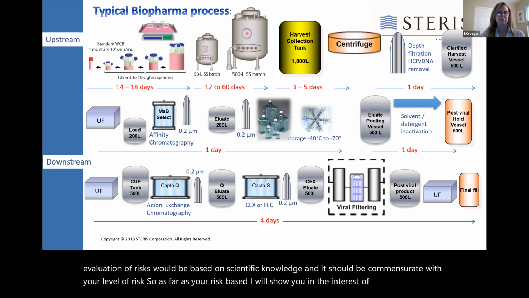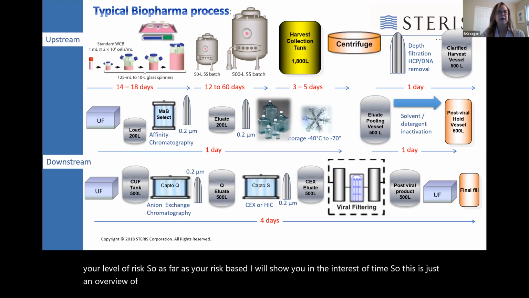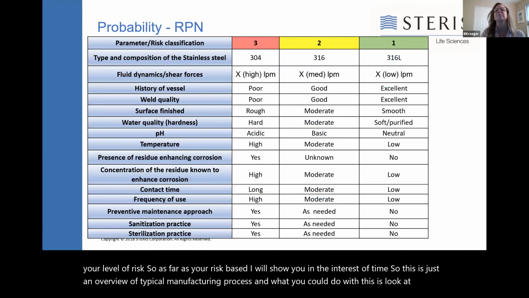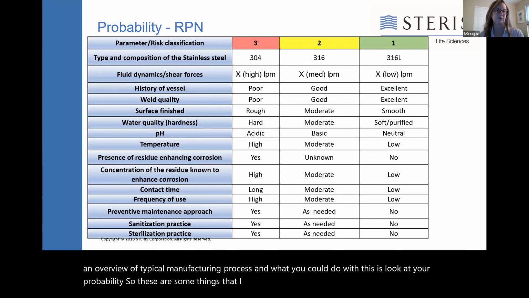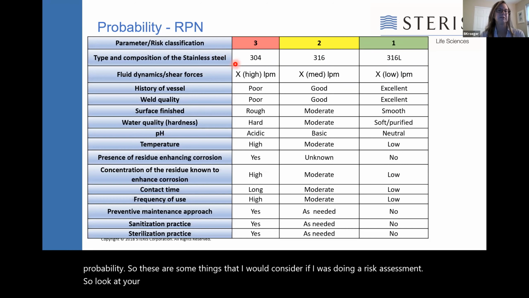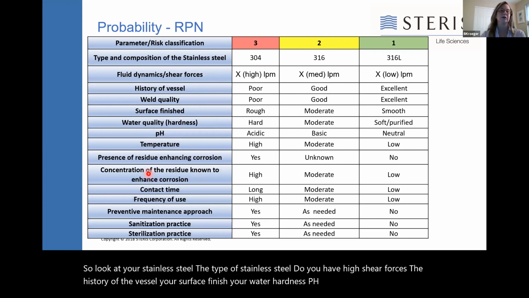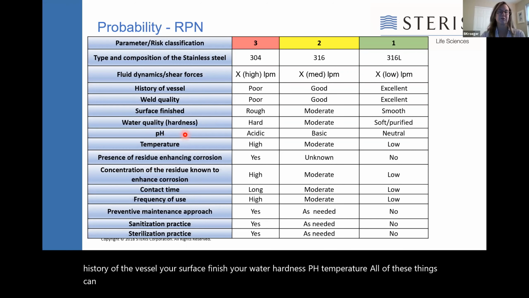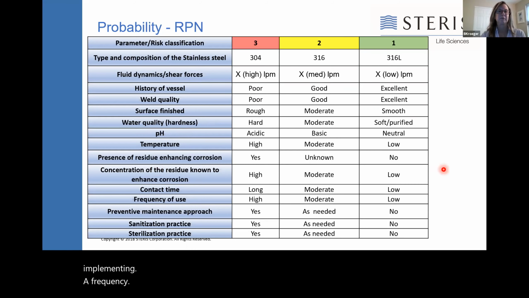So this is just an overview of a typical manufacturing process. And what you could do with this is look at your probability. So these are some things that I would consider if I was doing a risk assessment. So, look at your stainless steel, the type of stainless steel. Do you have high shear forces, the history of the vessel, your surface finish, your water hardness, pH, temperature? All of these things can be considered when you're doing a risk assessment on your stainless steel for implementing a frequency.